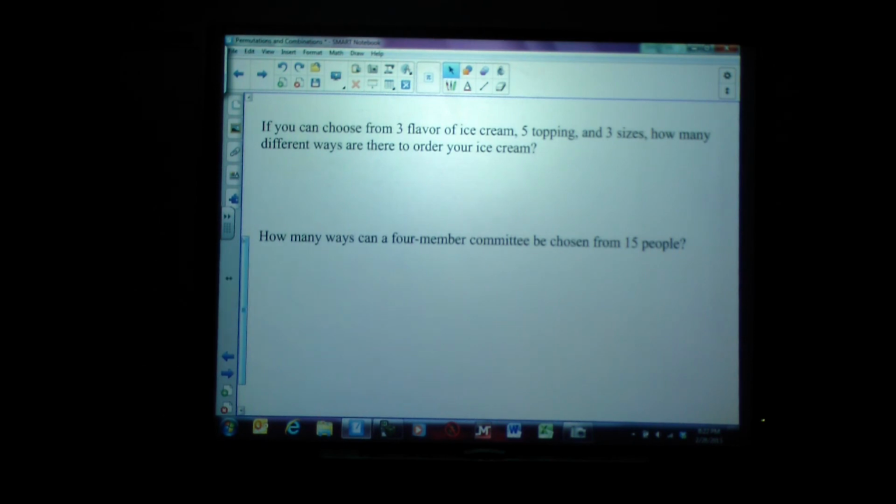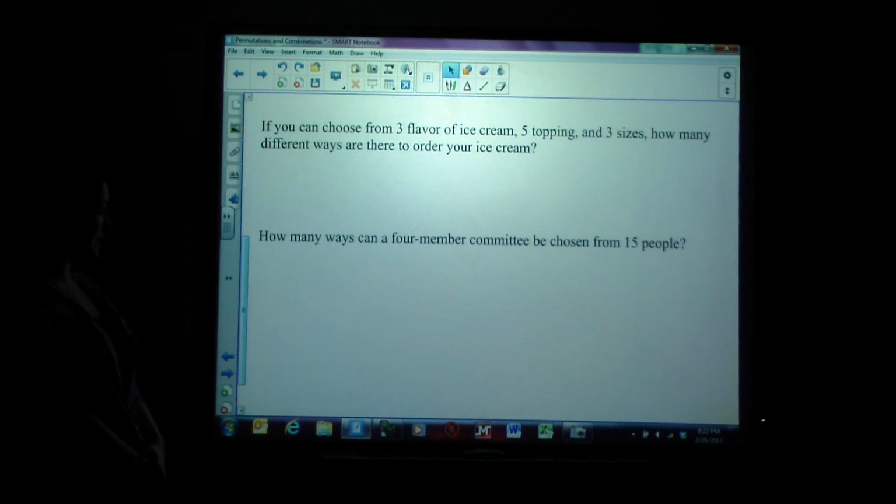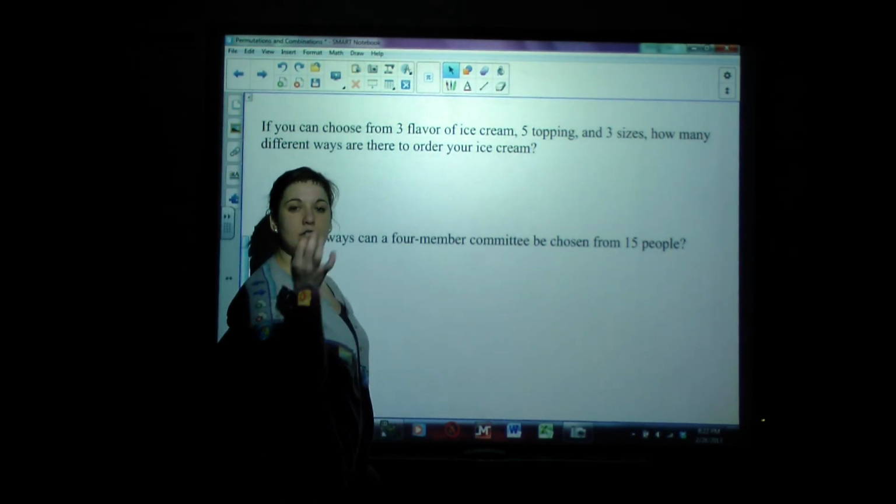If you can choose from 3 flavors of ice cream, 5 toppings, and 3 sizes, how many different ways are there to order your ice cream? So ordering ice cream, we're choosing from 3 flavors, 5 toppings, and 3 sizes. Would this be a fundamental counting principle, a permutation, or a combination? If you said fundamental counting principle, you are correct. This is neither the permutation or combination.